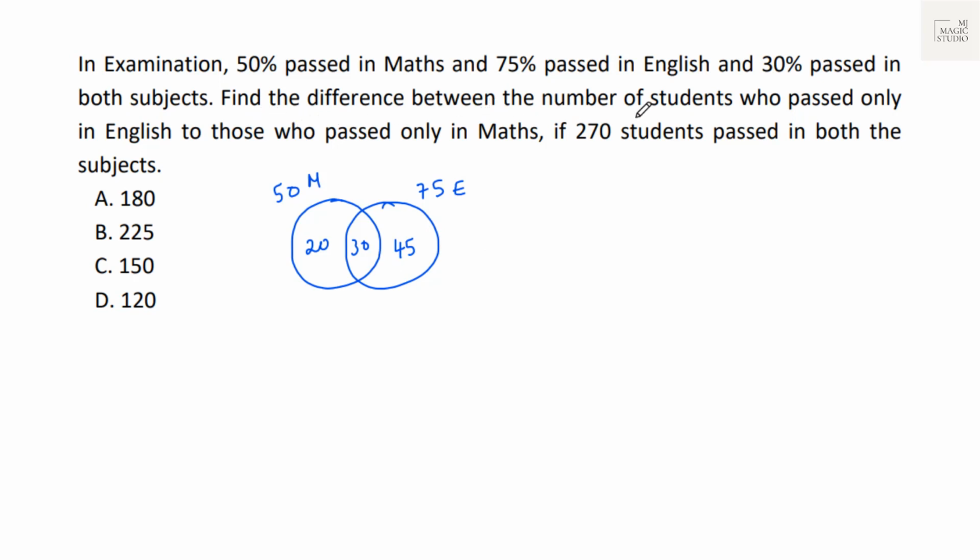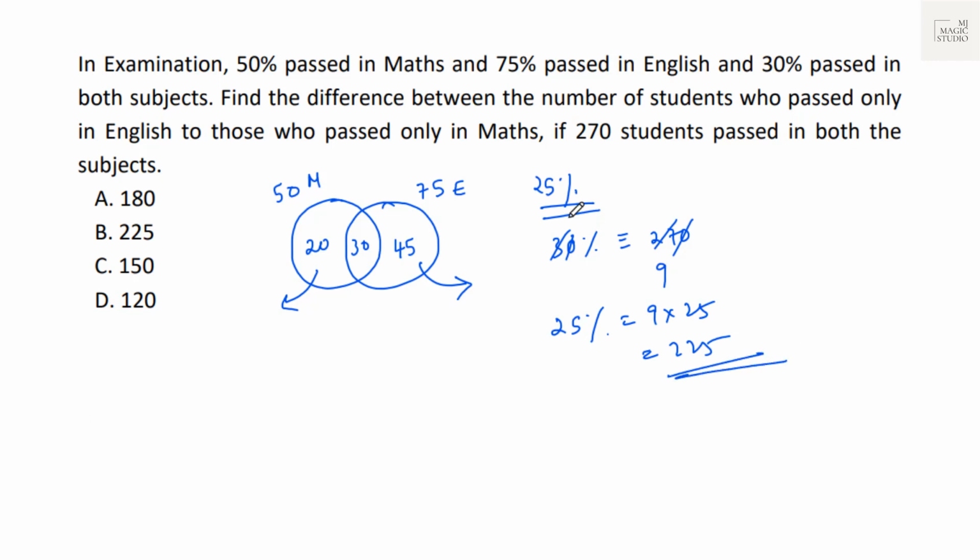So find the difference between the number of students who passed in only English, that is 45%, and those who passed in only maths, that is 20%. We are looking for 45 minus 20, that is 25% of the students. What is the value of 25% of students? If 270 students passed in both the subjects, it is given that 30% means 270. That means 1% is 9. 25% would be 9 into 25, 225. That's it. So the difference between the number of students who have passed only in English and those who have passed only in maths is 225. Option B is the pick.